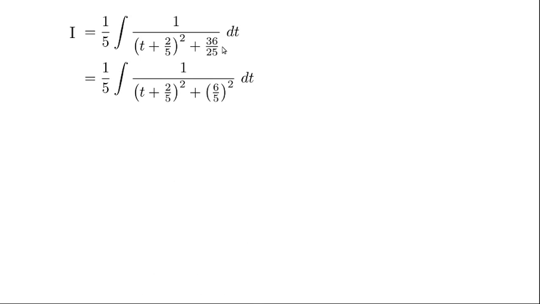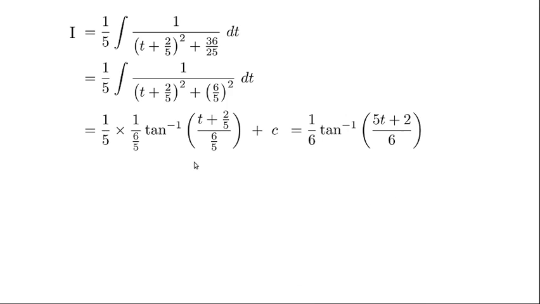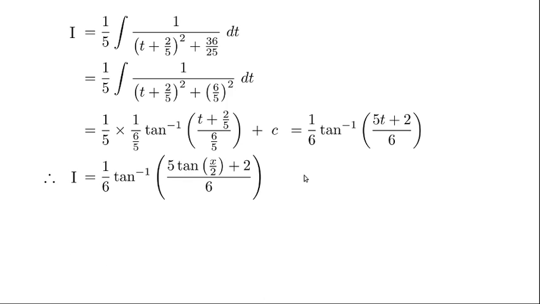And this is exactly in the form of 1 upon x square plus a square. So 1 by 5 times 1 upon a, which is 6 by 5, tan inverse of (t plus 2 by 5) upon 6 by 5. So here 5 gets cancelled, and we get 1 by 6 tan inverse of (5t plus 2) upon 6, and now put back the value of t, and that gives you 1 by 6 tan inverse of (5 tan x by 2 plus 2) upon 6, plus c. Plus c was missing there, add it. So next is, this is the problem containing sine 2x.